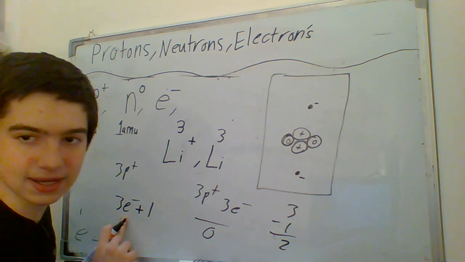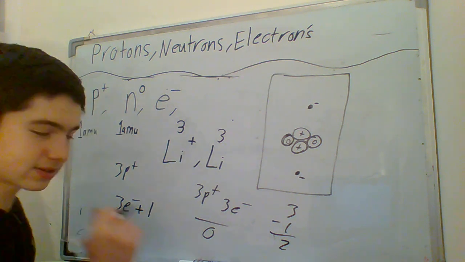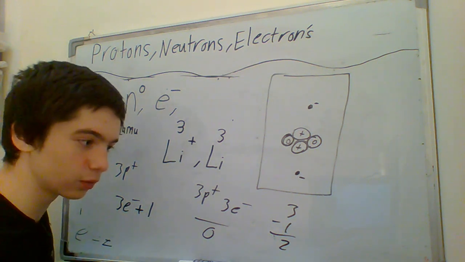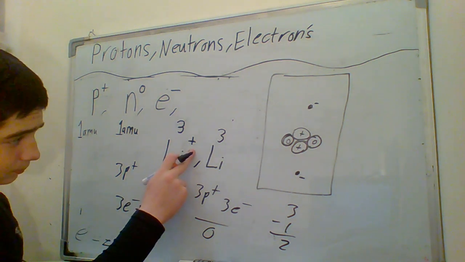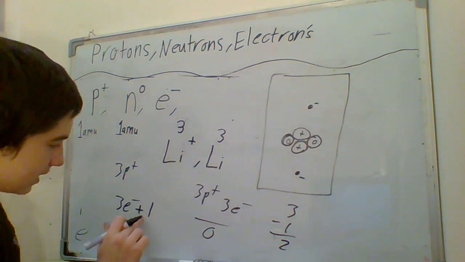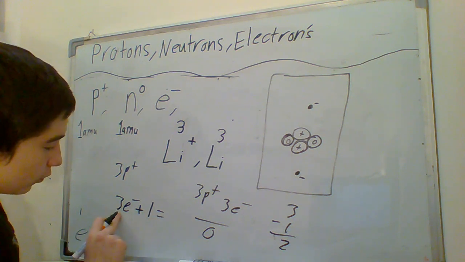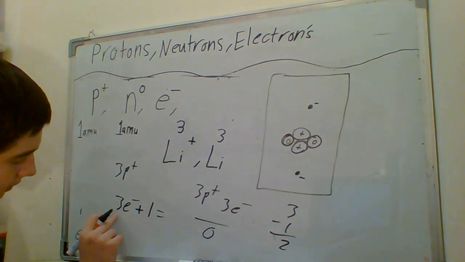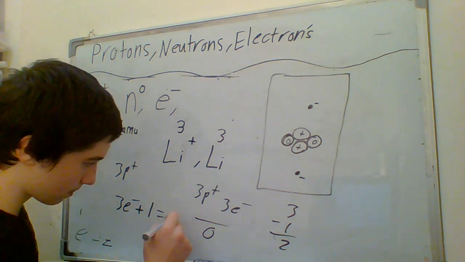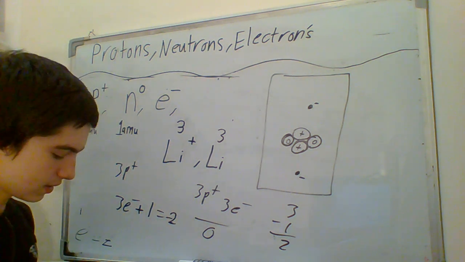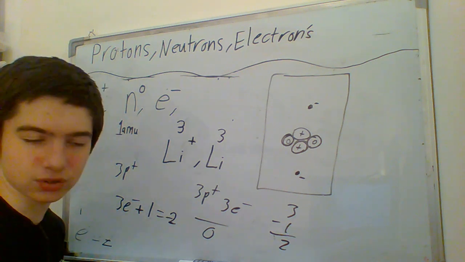But the charge will stay. If the negative is greater than the positive, then the negative will win. So when we add the charge of lithium here, we remove one digit, and it will be 2. It will be minus 2. So how many electrons? It's 2 electrons.